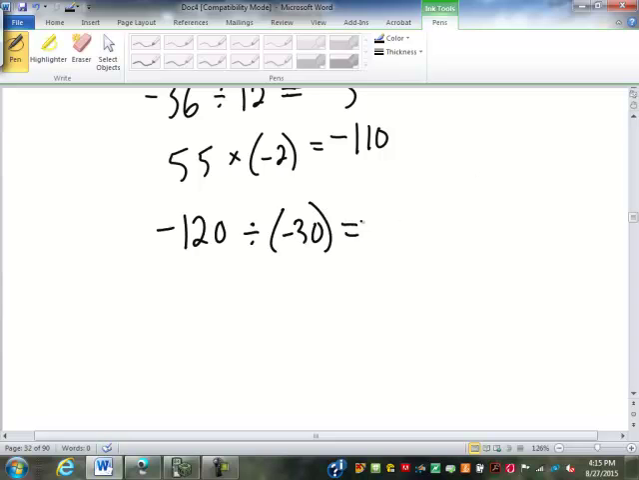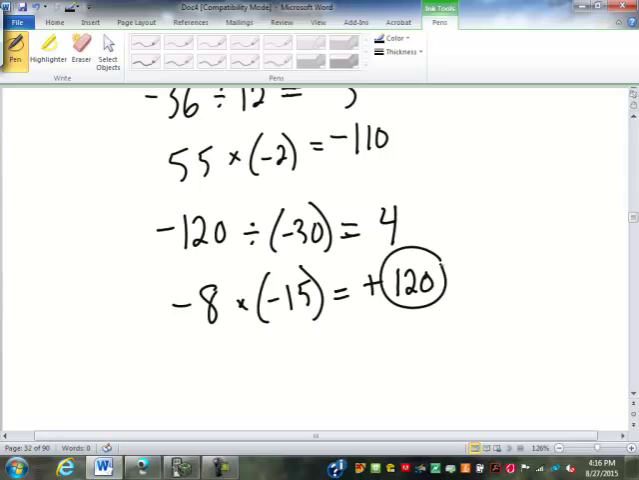What's this one going to be? Positive or negative? Positive. 120 divided by 30 is 4. How about this one? It's a positive. 8 times 15 is 120. Have all of you tried to use the negative key on your calculator to do these?